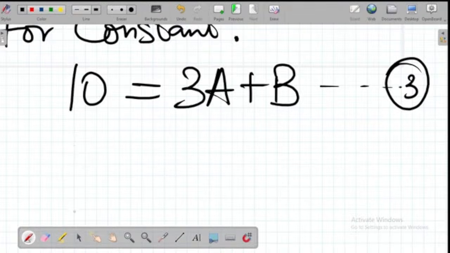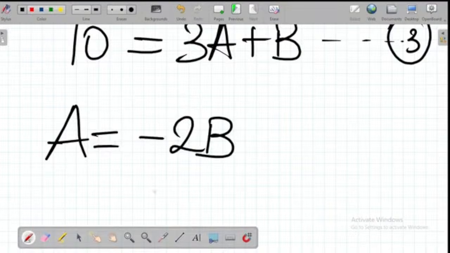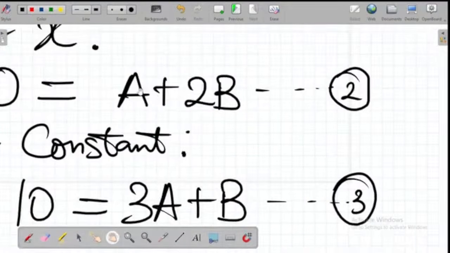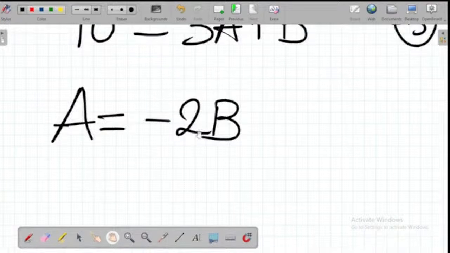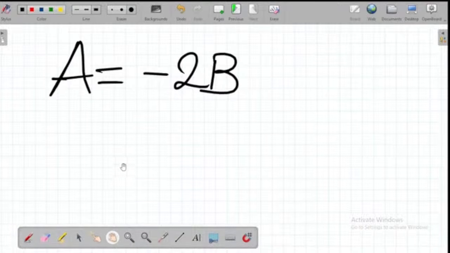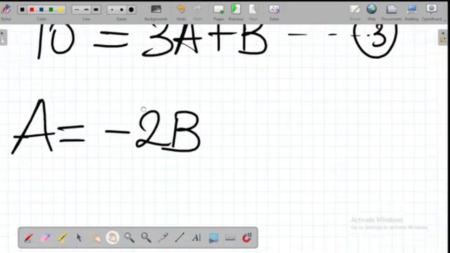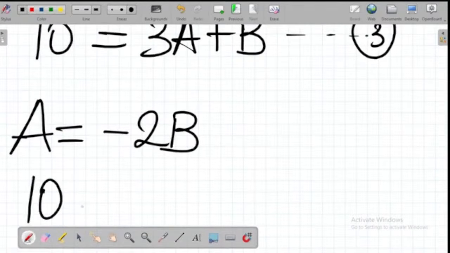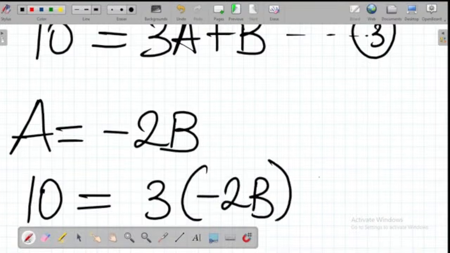Now from equation 2, A is equal to minus 2B. This is equation 2, A plus 2B. So if you make A the subject of the formula, you move 2B to the left-hand side, it becomes negative 2B. So that's why we have A is equal to negative 2B. So now let's put the value of A into equation 3. This is equation 3. So we have here 10 is equal to 3 multiplied by negative 2B plus B.